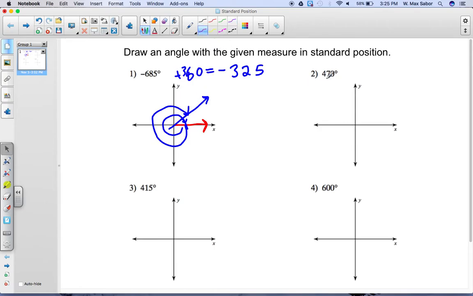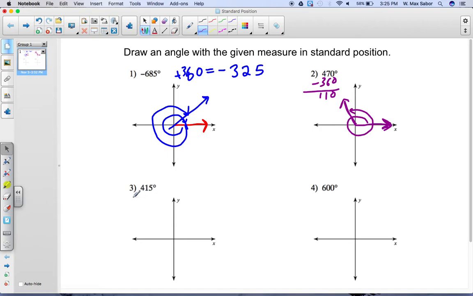Let's do this again. So this is more than 360, so we should get it closer to 360. So that'd be 110. This is the same thing as going a positive full rotation and then going another 110 degrees. So there is our terminal side, and our initial side is always going to be along the positive x-axis.